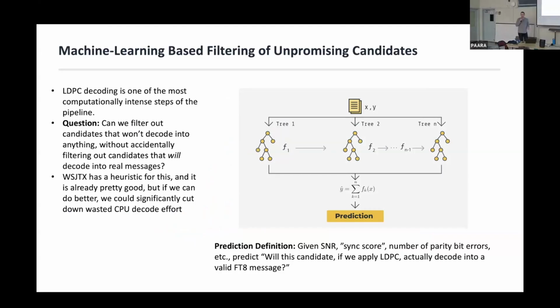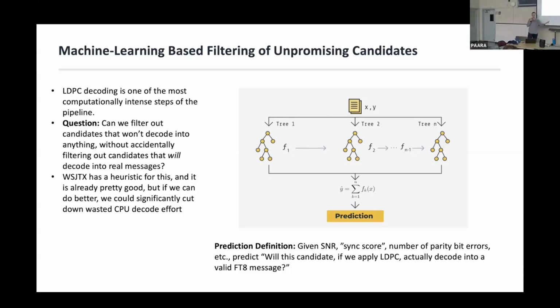This is result number 2, which is machine learning based filtering of unpromising candidates. Remember, we go through the sync step and get this whole list of candidates. Well, it turns out that WSJT-X has a heuristic in it. If the sync symbols don't quite match up, if the SNR is really low, if there are disagreements in the parity check, this thing is probably never going to decode because it's just that bad. There are too many things, but this is a heuristic. We come up with these little rules and say, if it's worse than this and this other thing, we're just going to throw it out. That way we don't have to do all the expensive stuff, which reduces the amount of computation you need to do.